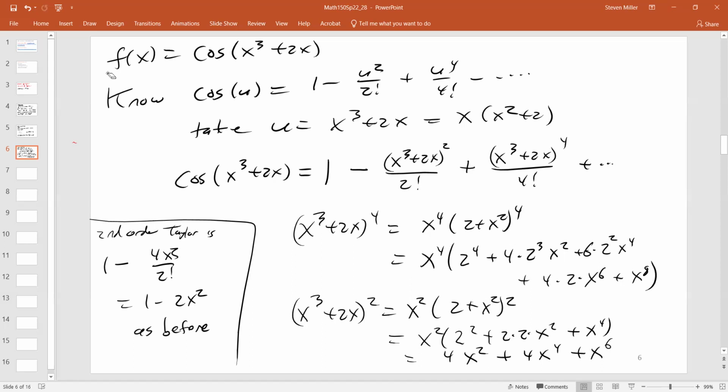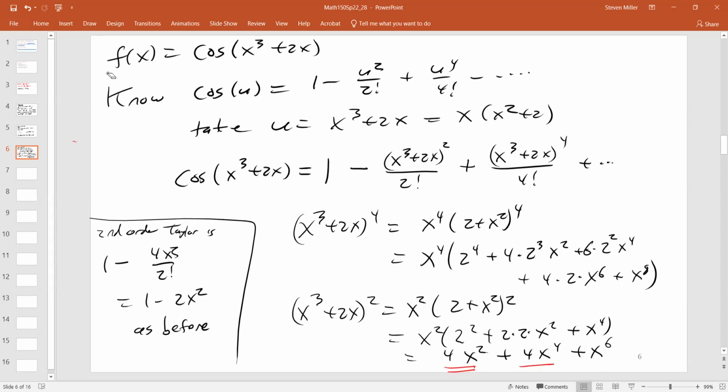So the degree of the term is just the exponent. So what's the degree of x squared? 2. What's the degree of x to the 6th? 6. So somebody else, which terms in 4x squared plus 4x to the 4th plus x to the 6th have degree at most 4? Yes. The first two, the 4x squared and the 4x to the 4th. Those terms would contribute to a fourth order Taylor series expansion.